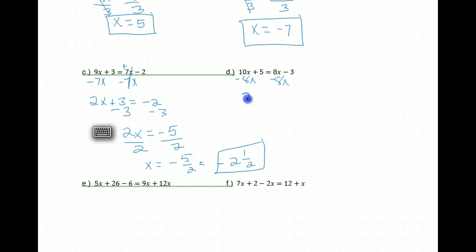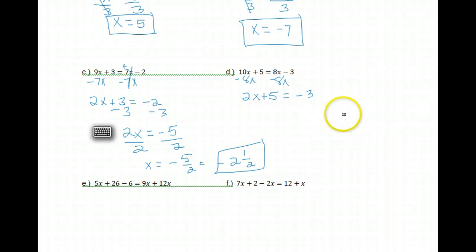10x minus 8x is 2x. Bring down your positive 5. Bring down your equal sign. Bring down your negative 3. You now have a two-step equation. We have 2x plus 5 equals negative 3.